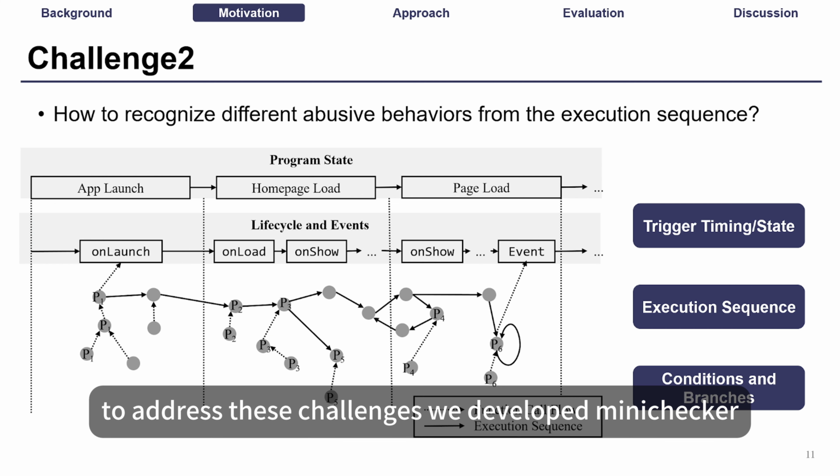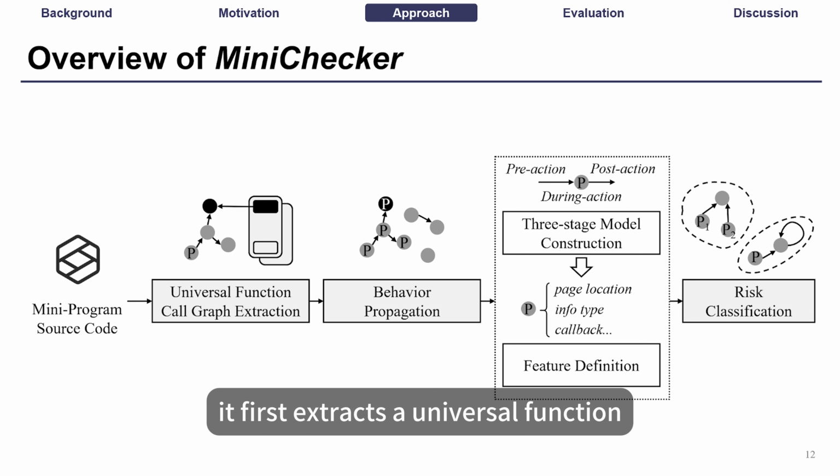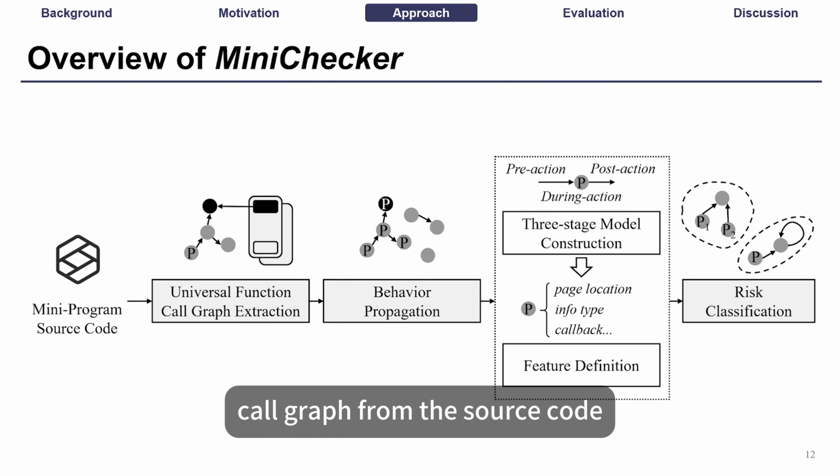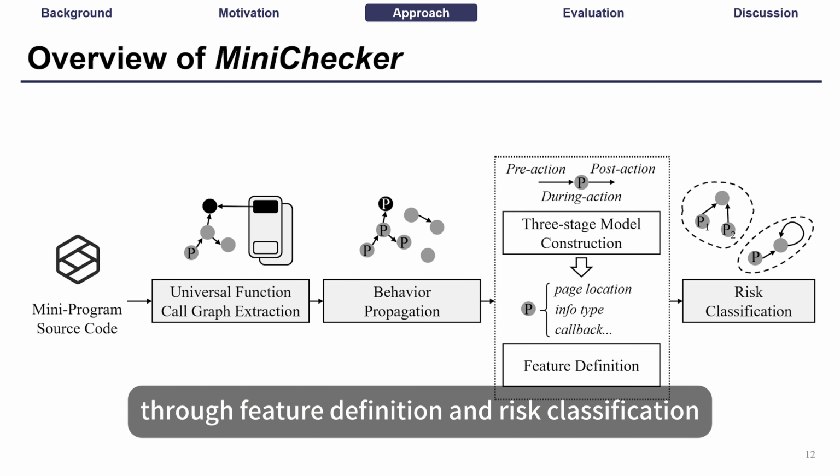To address these challenges, we developed MiniChecker. It first extracts a universal function call graph from the source code, then propagates behavior, and finally identifies the type of permission issue through feature definition and risk classification.